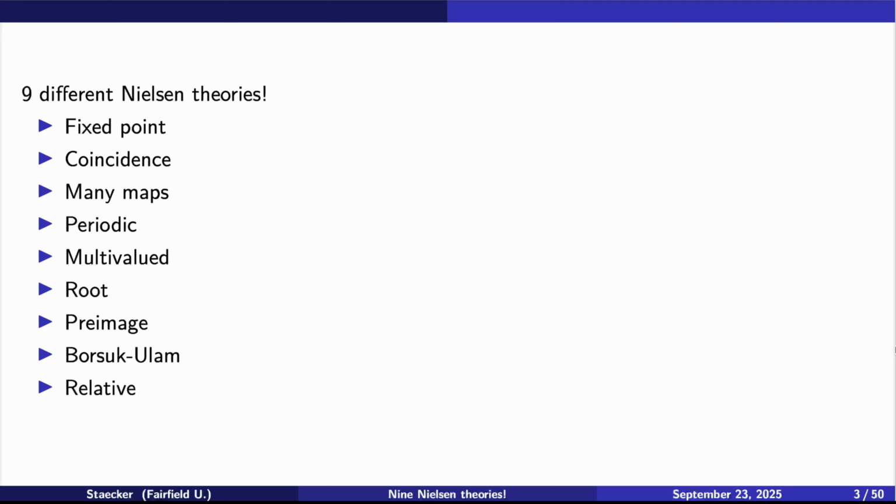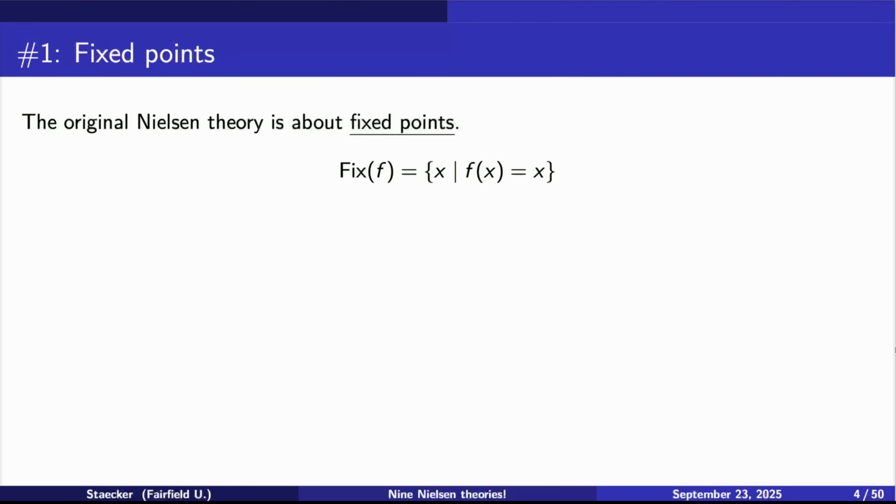So the first one is the Nielsen theory about fixed points, and this is the usual Nielsen theory. If somebody is talking about Nielsen theory, it's probably this. It's about fixed points. They are points where f of x equals x. And you can see them on a picture like this. They are points where the graph of your function intersects with the diagonal. This one here has 2 fixed points.